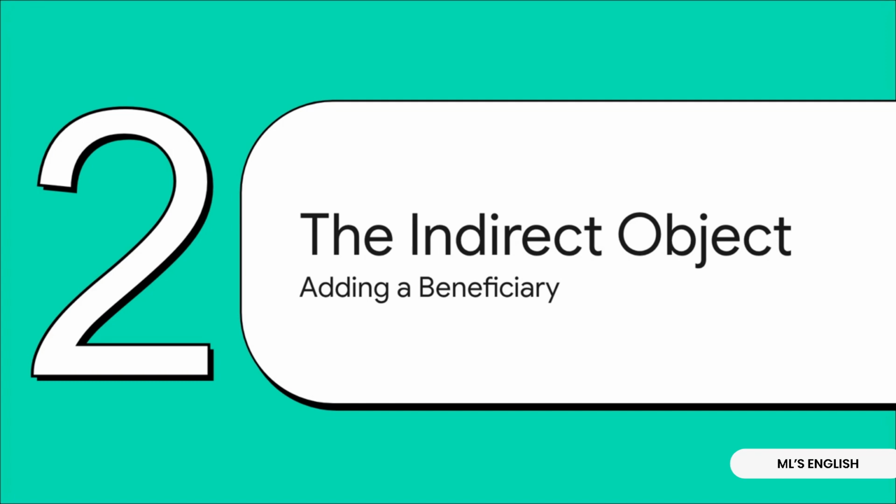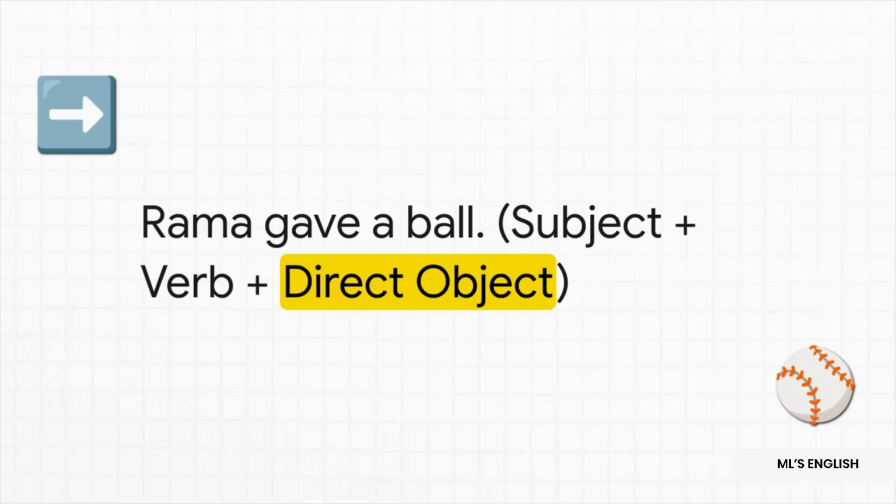Okay, awesome. So we've got the doer and the receiver down. Now let's add another layer to our sentence blueprint. Let's talk about the person who benefits from the action. Let's start with a really simple sentence. "Rama gave a ball." Okay, so here we have our subject, Rama, the verb, gave, and the direct object, a ball. Rama did the giving, and the ball, well, it received the action of being given.